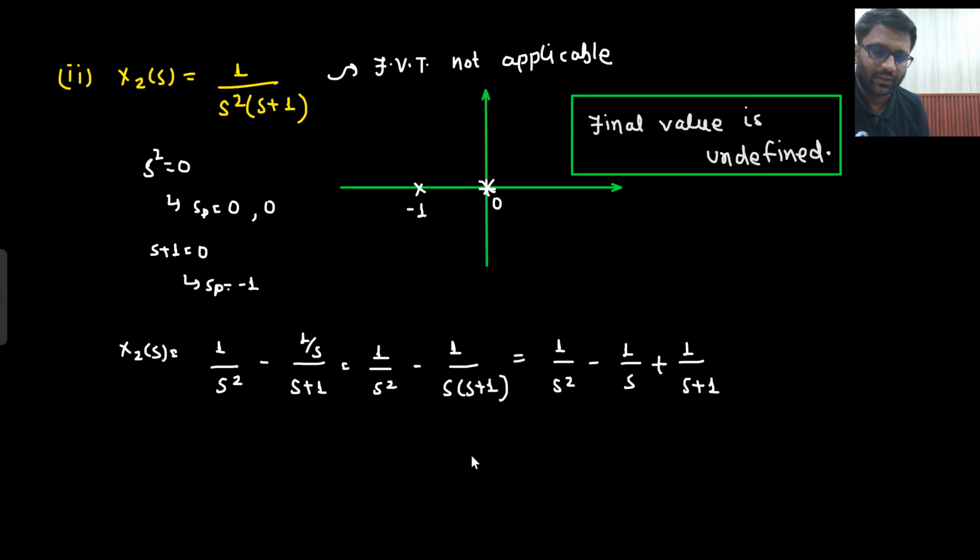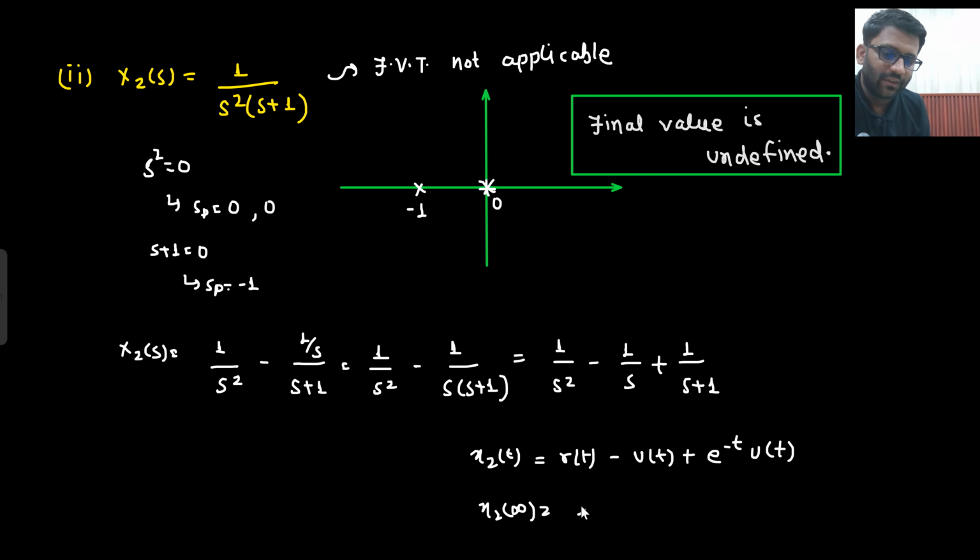Okay. So what is your x2(t)? Just from here I could understand that r(t) will come into action. So yes, r(t) is coming into action. So this r(t) will ruin everything. Okay, this is the problem. This is u(t) and this is e to the power minus t u(t). So what will be the value at infinity? This r(t) will say infinity, this will say 1, this will say 0, the value will be infinity only. Surely it is undefined. Okay. Let's go to the next one.